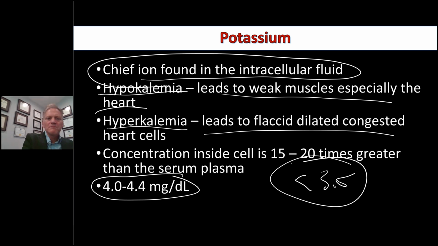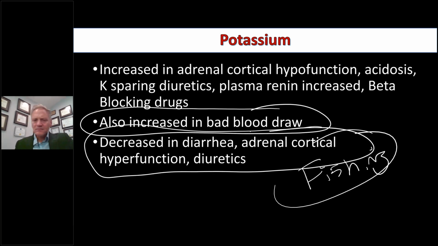Also increase in bad blood draw. You want to make sure if somebody is doing the blood draw that they're not doing what we call fishing. In other words, they stuck the needle in, they didn't get the blood, so they kind of jimmied the needle around till they got the blood. Well, this can be a reason for high potassium. You always want to keep that in mind. Decreased potassium, we talked about that. Diarrhea, adrenocortical hyperfunction, diuretics are common.